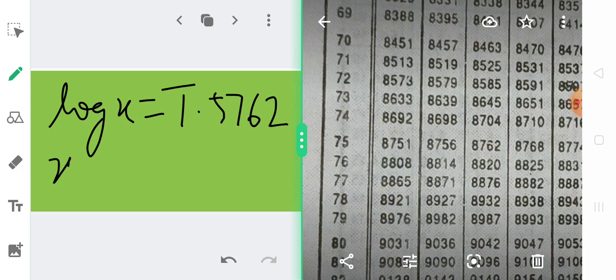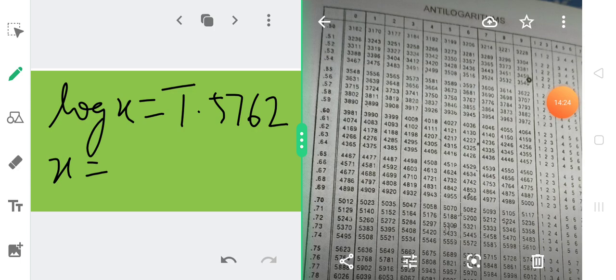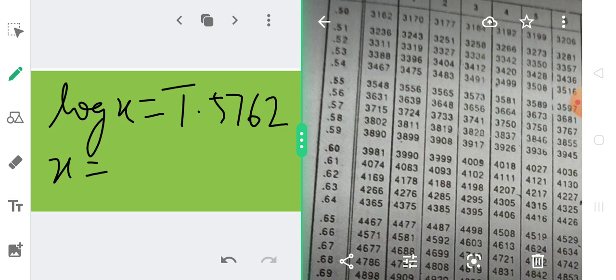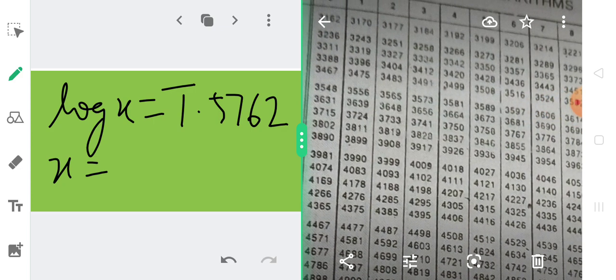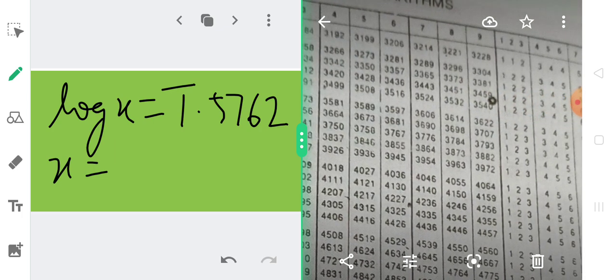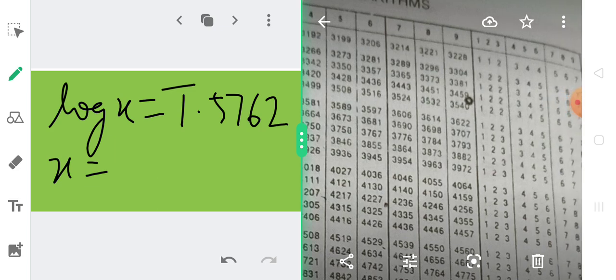That will give you the value of x. So how to take the anti-log? 0.5762. So see, 0.57. This is 0.57. You have to go up till 6. So 0, 1, 2, 3, 4, 5, 6. So in the sixth column it is written 3767. But again there is a 2 in the end. So after 3767, for 2, the value is 2. So you have to add 3767 plus 2. So that gives you 3769.